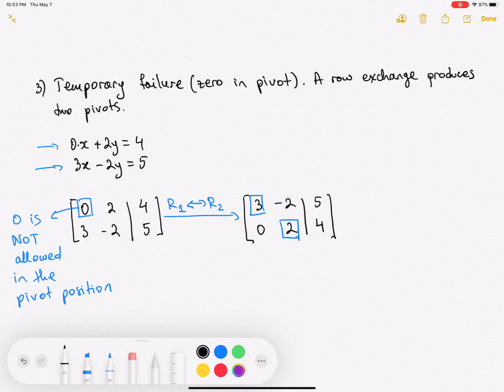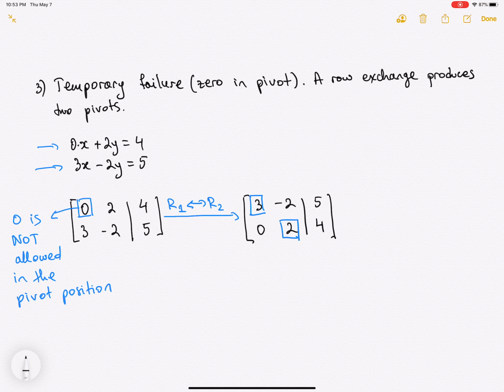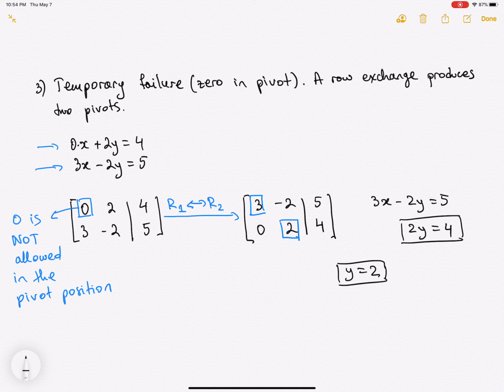And just to give you one more example of back substitution, we'll write the system here. So 3x minus 2y equals 5, and then 2y equals 4. Back substitution says start at the back, or start at the bottom. So first solve 2y equals 4. From there, we know that y must equal 2.